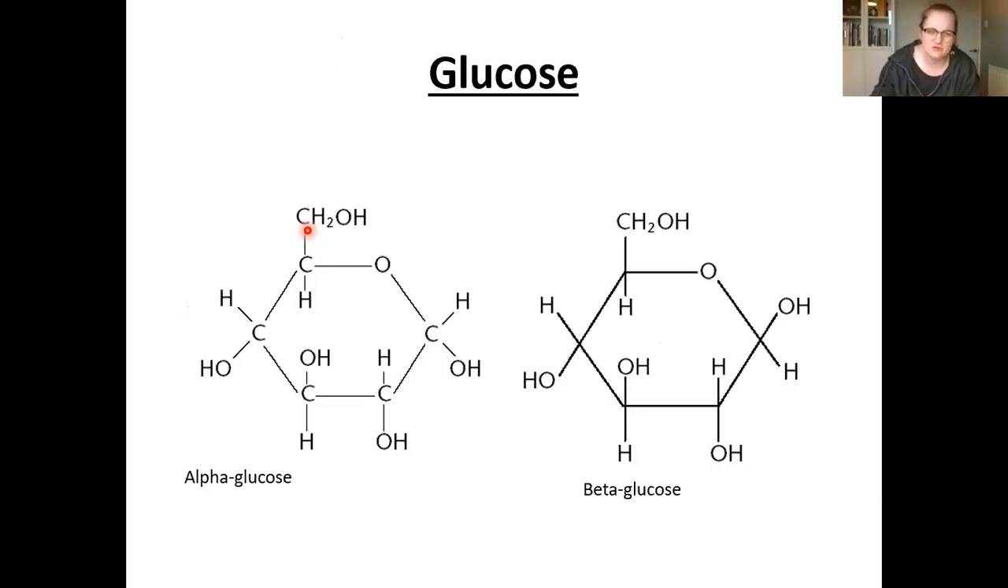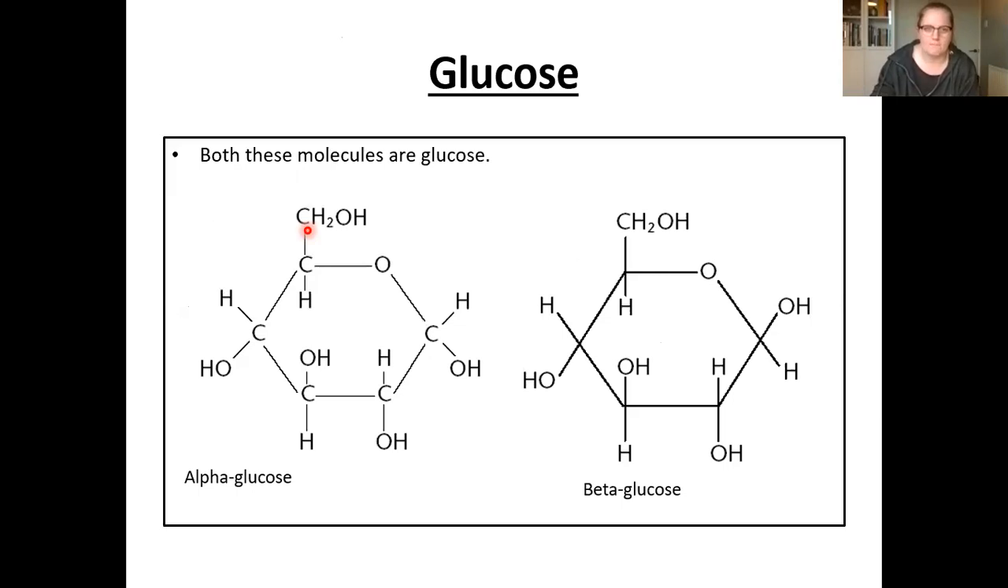So these are the two glucose molecules you have to know about. Both these molecules are glucose. They both have exactly the same molecular formula, which is C6H12O6. It doesn't matter if it's alpha glucose or beta glucose, they both have exactly the same molecular formula. These are called isomers when they have a different arrangement.